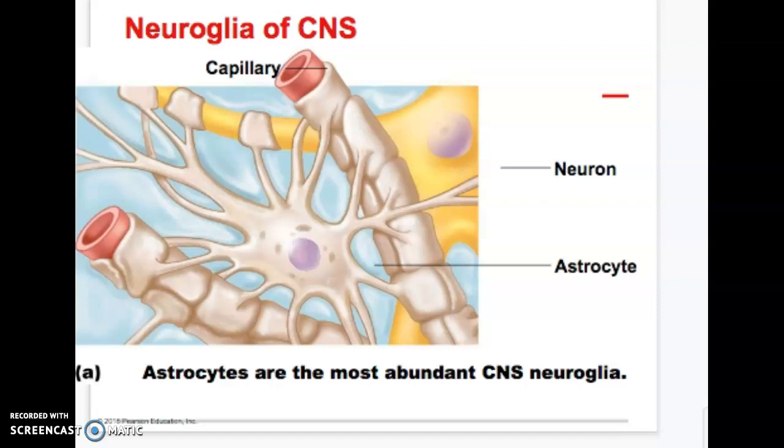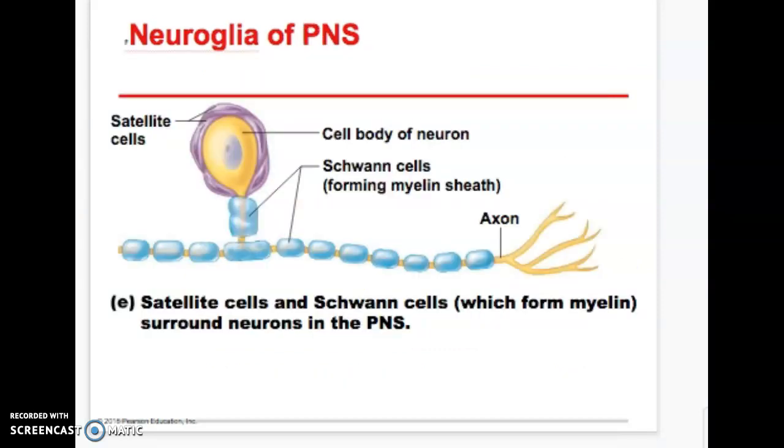So now we have the neuroglia of the peripheral nervous system. Those are going to include the satellite cells. The satellite cells we see here surrounding the cell body, and their functions are similar to the astrocytes of the central nervous system. And we also have Schwann cells, which are similar to the oligodendrocytes. Schwann cells form the myelin around the peripheral nervous system neurons. We'll talk more about that as this slideshow progresses.